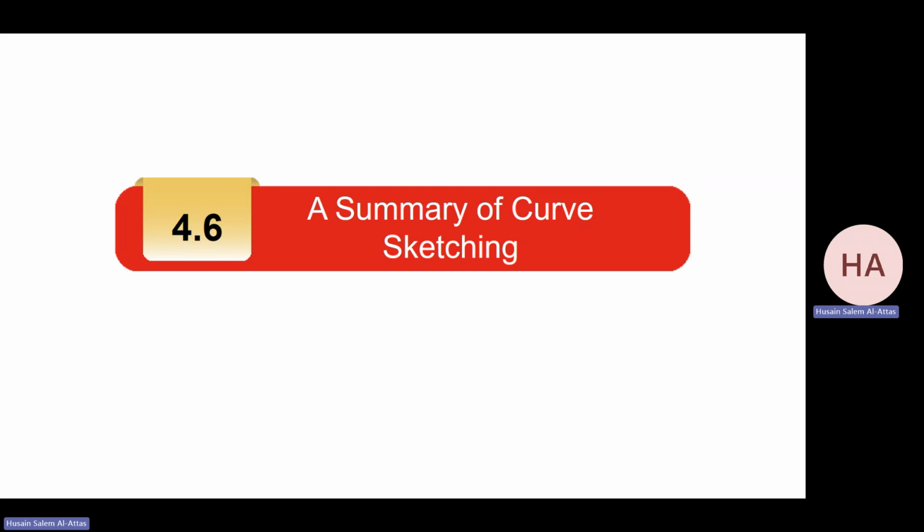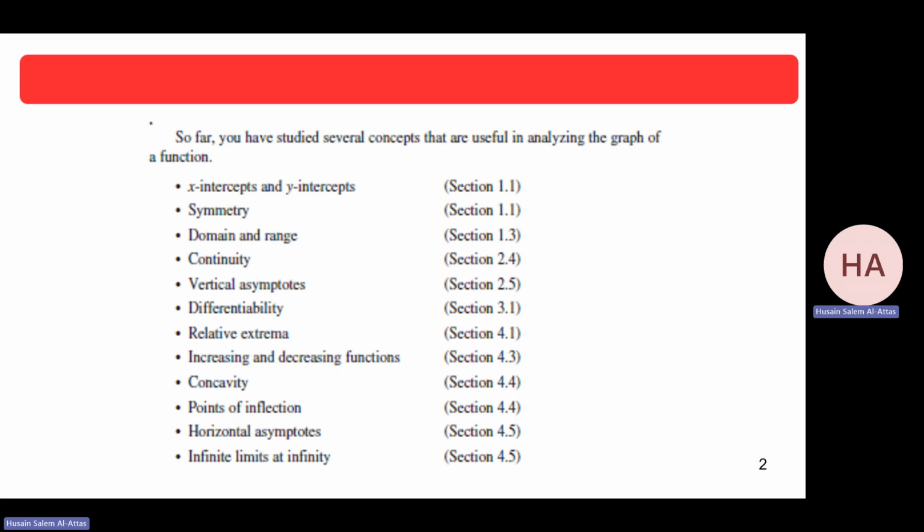We'll start section 4.6, which is mainly what? A summary of curve sketching. The idea here is that we'll combine what you did in the prep year about sketching a curve and the things we did in the previous two sections, 4.3 and 4.4. I know that in the prep year, we talk about x-intercept, y-intercept, symmetry, domain, all of these things we talk about in the prep year.